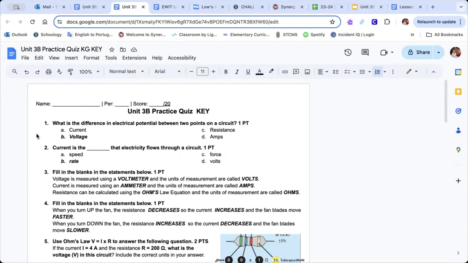So question 1, what is the difference in electrical potential between 2 points on a circuit? That is voltage. That is the definition of voltage. That's in entry 5. Current is the rate that electricity flows through a circuit. So that's how many charges per second. You can also find that in entry 5.